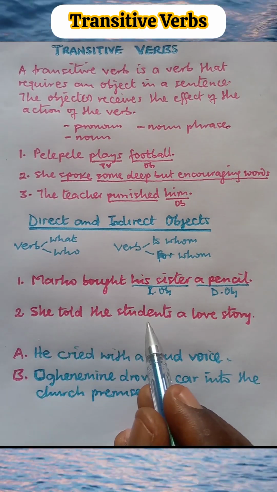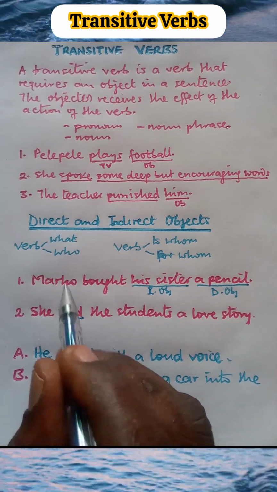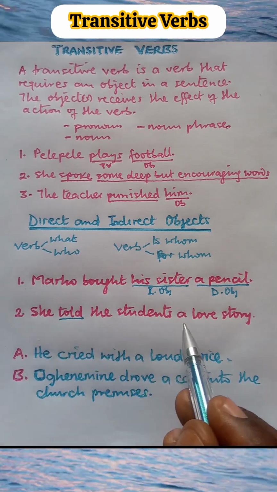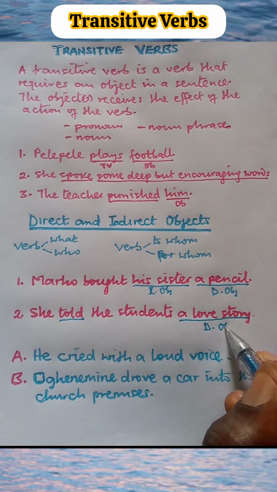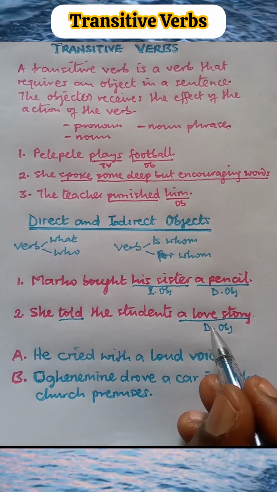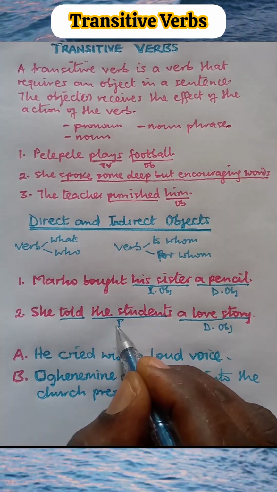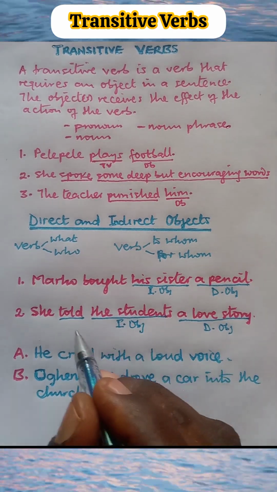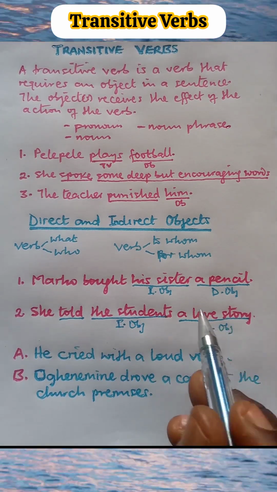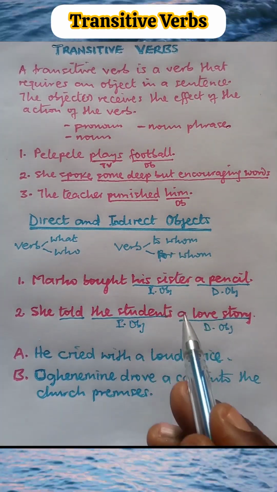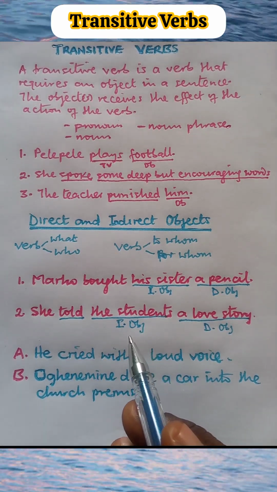She told the student a love story. Now you ask the question, she told what? She told a love story. Therefore, a love story is the direct object of the verb told. Now that we have known the direct object, automatically the second object, the student, becomes the indirect object of the verb told. But then we can still ask, she told a love story to whom? She told a love story to the student, which confirms it as the indirect object of the verb.